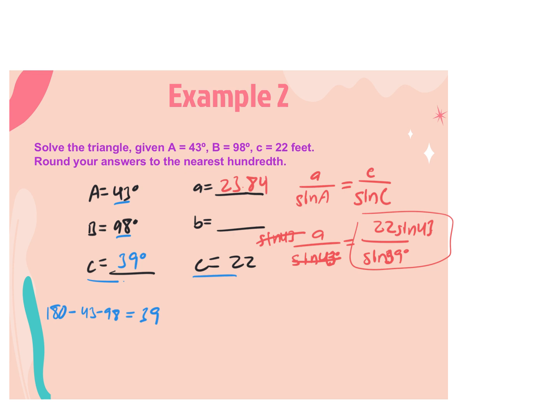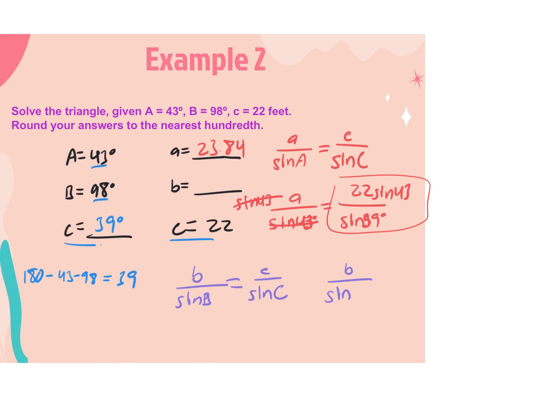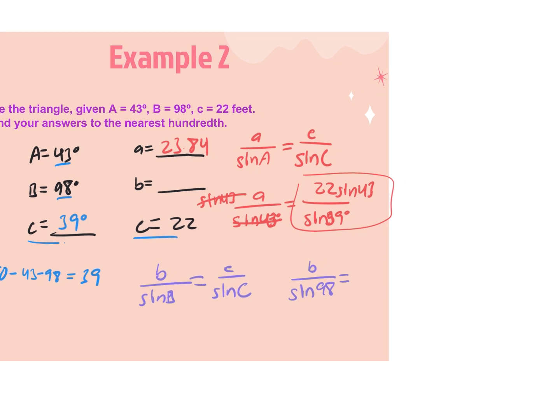All right, and then we want to do the exact same thing to find our side b, right? So I can do b over sine b equals c over sine c. All right, so I get b over sine b, so over sine 98, equals c over sine c, so 22 over sine of 39. And then I can multiply both sides by sine of 98. All right, these sine 98s are going to cancel. And then this right here is going to get you your answer for b.